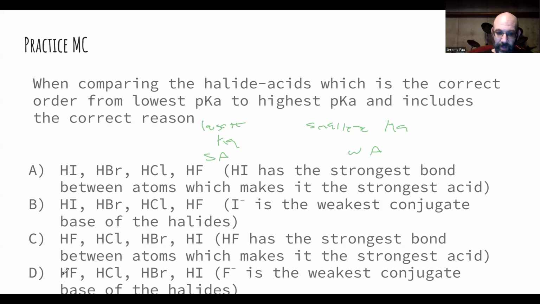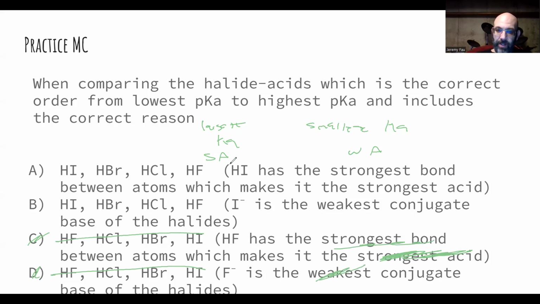C and D are wrong because of the order they're listed in, but let's see if anything else about them is wrong as well. It says HF has the strongest bond between atoms, which makes it the strongest acid. Well, the first part is true, but that actually makes it the weakest acid. So again, it's incorrect there. And F minus is the weakest conjugate base of the halides. Well, we actually just said that F minus is the strongest conjugate base, so that's also incorrect.